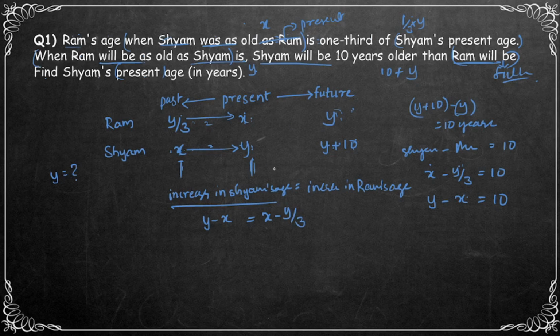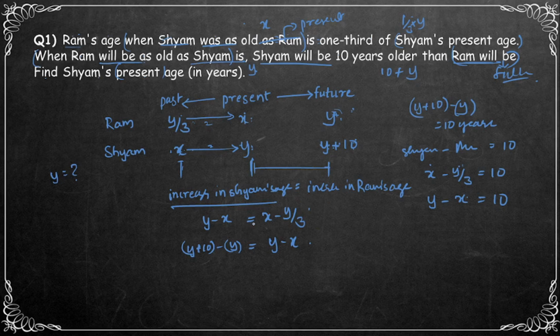Now if you consider present and future, it should also remain same. That means when Shyam has grown for 3 years, let's say, Ram would have also grown for 3 years. So similarly, increase in Shyam's age is Y plus 10 minus Y, which is equal to increase in Ram's age, which is Y minus X. Again, we have two equations. We can solve for two variables.